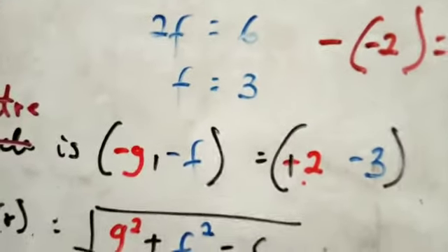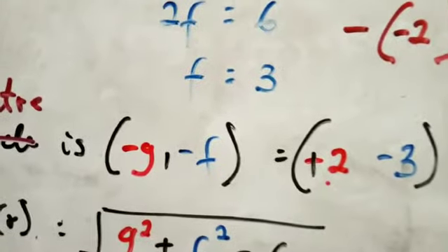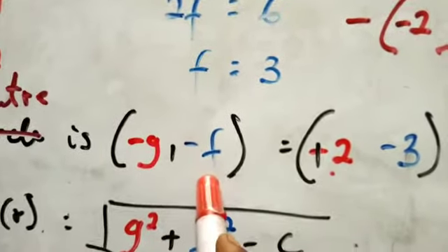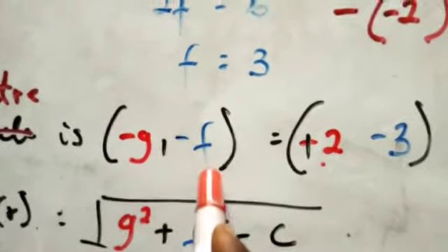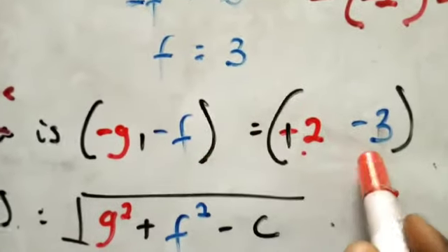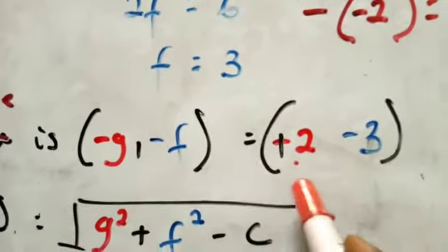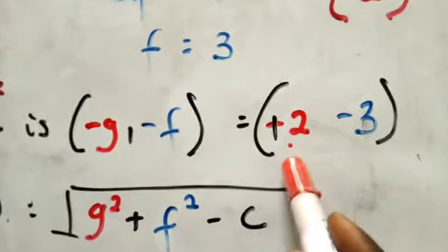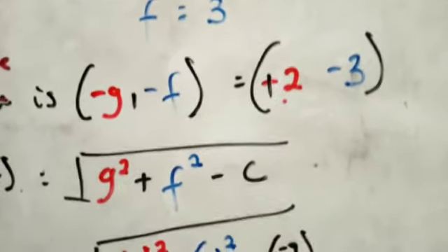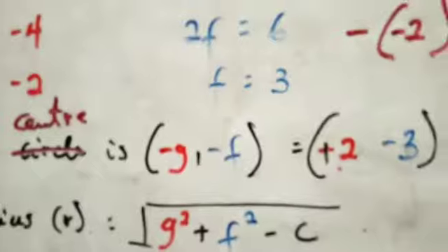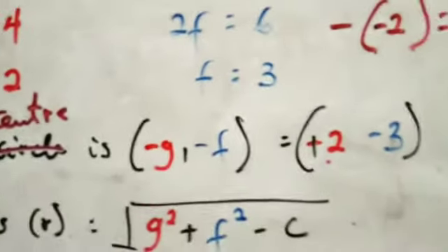And then the f is what? 3. Is that okay? But we know that the center is minus g and minus f. So this one becomes a negative, so we put a negative sign. The center of the circle is what? Positive 2, comma minus 3. Alright, perfect. By the way, the question is not asking you to find the radius.